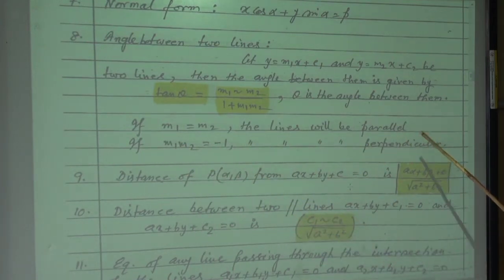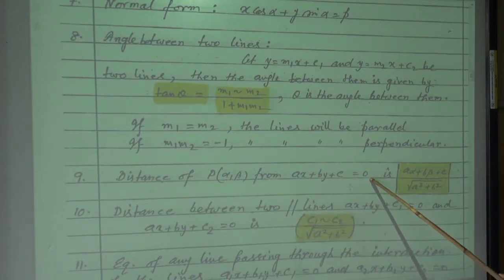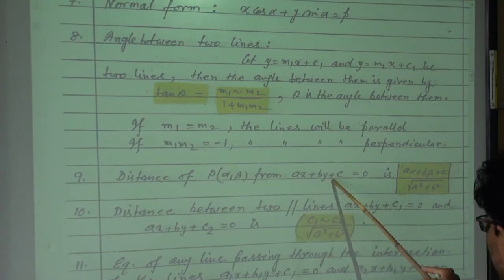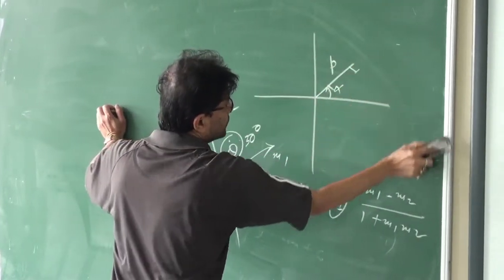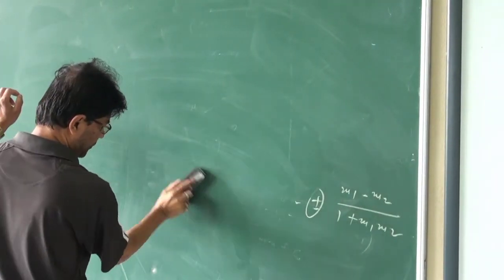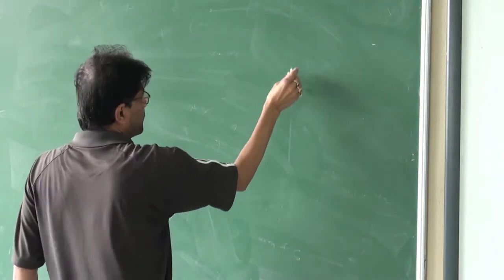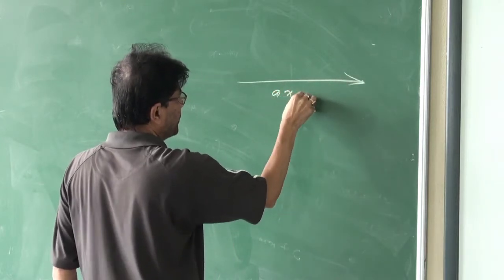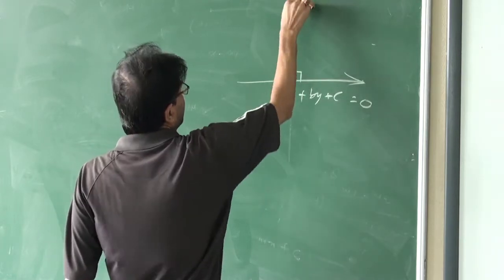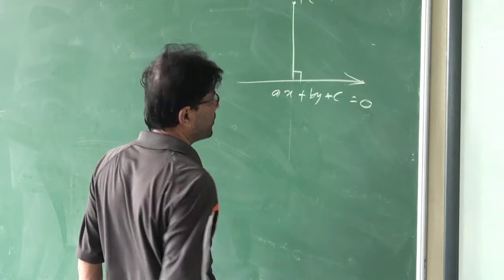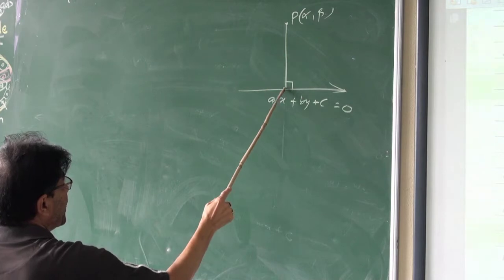perpendicular. Next, there is one point (alpha, beta) and one line ax plus by plus c is equal to 0. You have to find the distance of this point from this line. Distance of the point from the line. This is a point, this is a line. This distance you have to find out.